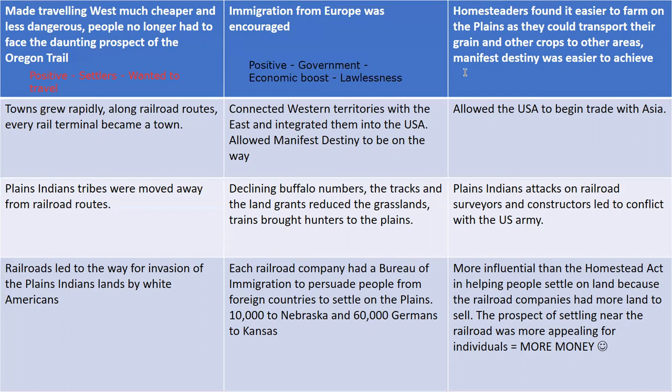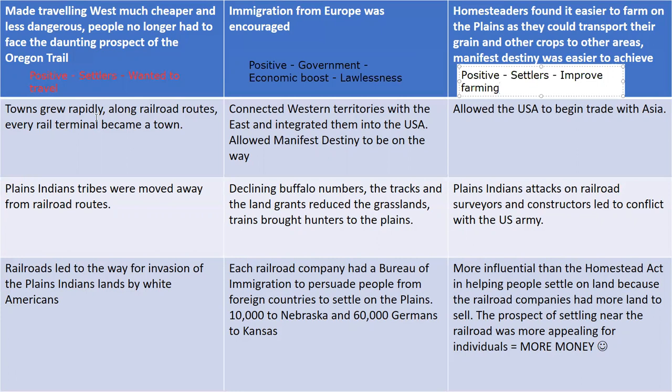Homesteaders found it easier to farm on the plains, as it could transport their crops. It could ensure that they achieve manifest destiny a lot easier. Well, that's positive for the settlers straight away. It's going to improve farming, and in turn, that might also help the government.